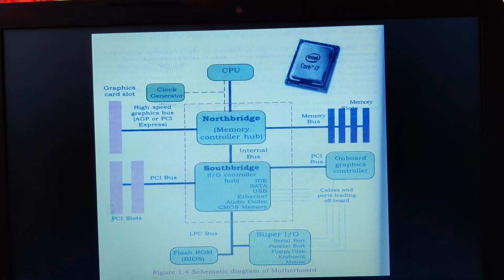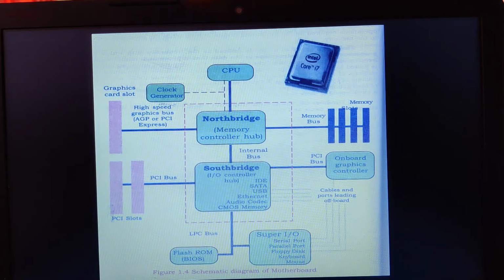Then we have one more question: explain the schematic diagram of the motherboard. When they ask this question, you need to draw the diagram of the motherboard and explain the north bridge and south bridge. That's it. You need not explain all these things. At least a brief explanation should be given of the north bridge and south bridge, but you have to draw this diagram and name all these things. Understood?